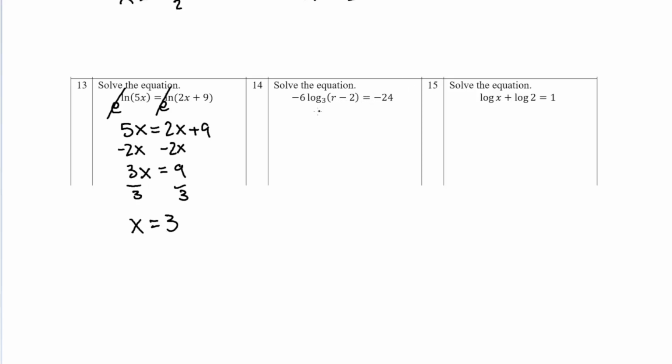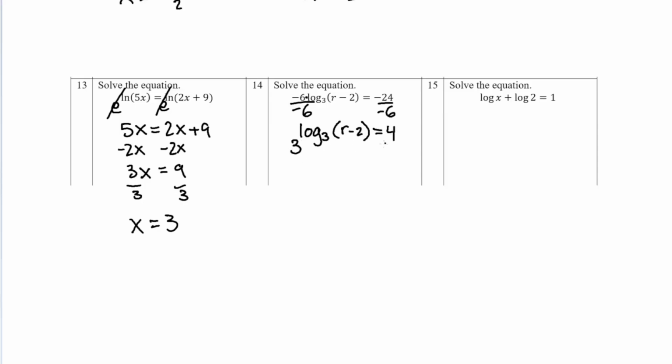Moving on to number 14, once again, there's the log, there's a bunch of stuff inside of it, but I got to get rid of that negative 6. No, do not add 6. That is negative 6 times log. I hope I don't have to go over that too much. So let's divide by negative 6 and divide by negative 6, and we're going to end up with log base 3 of r minus 2 equals 4.